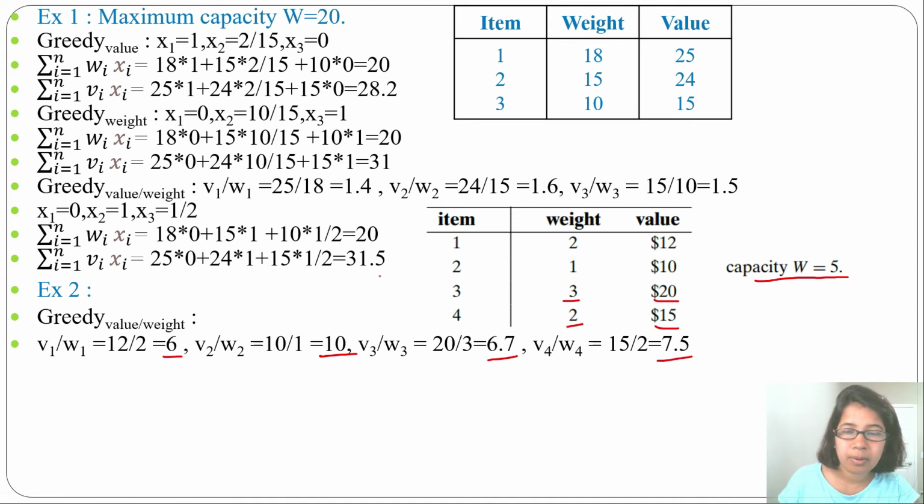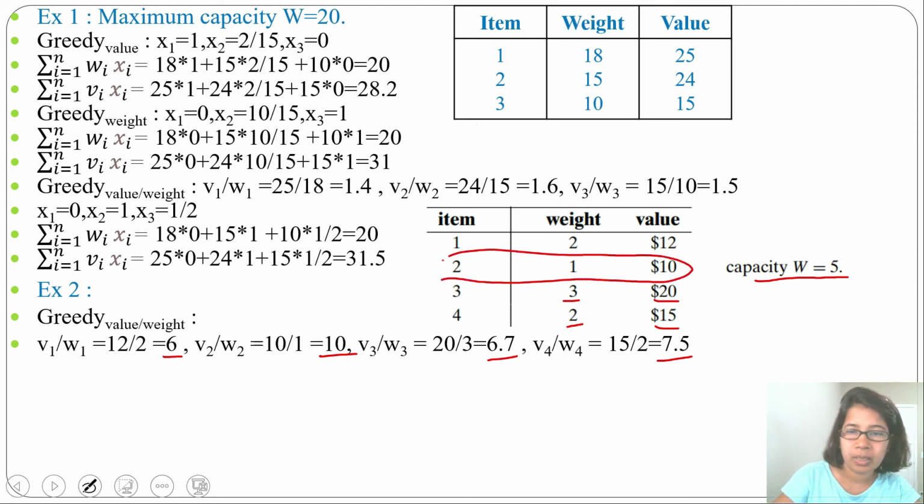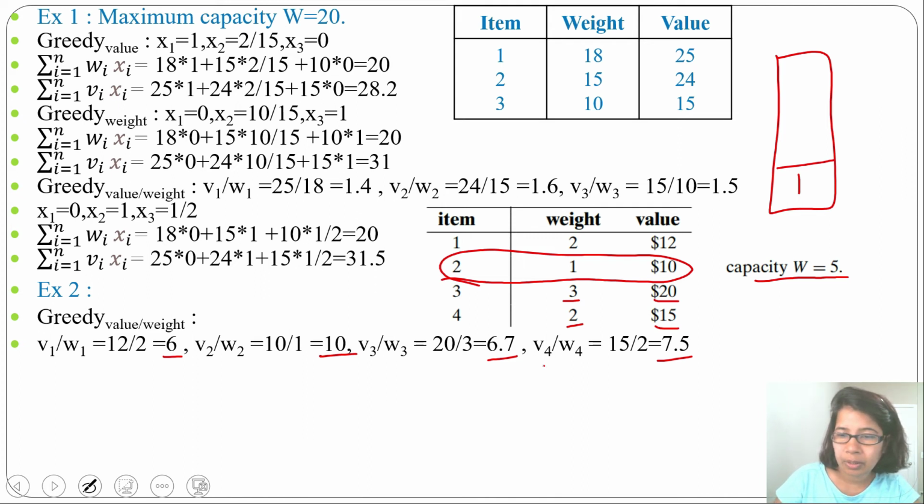So maximum value per weight is for item 2. And total capacity is 5. So in that 5, first I will choose item 2, that is 1 lb. Next I will choose item 4. Its value per weight is 7.5 and its weight is 2. So 1 plus 2 is 3 and total space is 5. So just 2 lb is left.